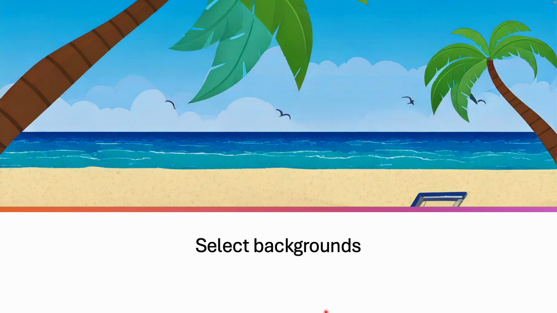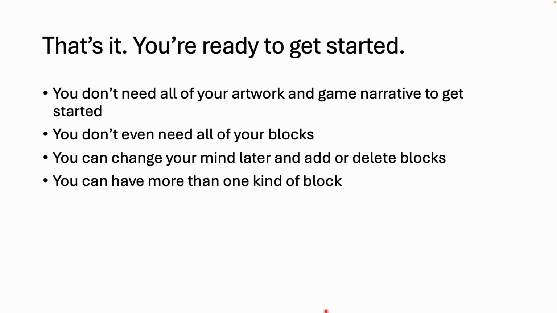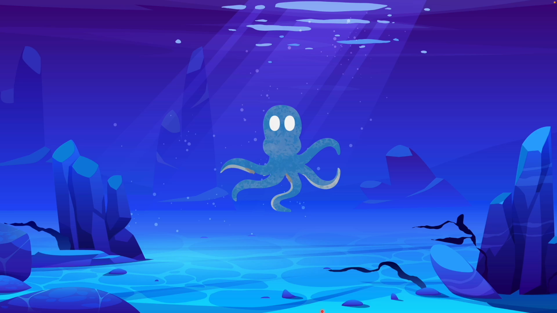Next, select your backgrounds. Again, you have all the same choices as far as using what's provided, AI, purchasing, and so on. And that's it. You're ready to get started. Important points: you don't need all of your artwork and game narrative to get started. Just some of it, so you can start coding and have the actual assets to create the game with. You don't even need all of your blocks. You can start with some blocks and then decide later that you've changed your mind, and you can add more blocks or delete blocks. You can have more than one of the same kind of block. If you wanted to have 3 visual novels, knock yourself out. And that's it. Once you have done that, you are ready to start making your game.